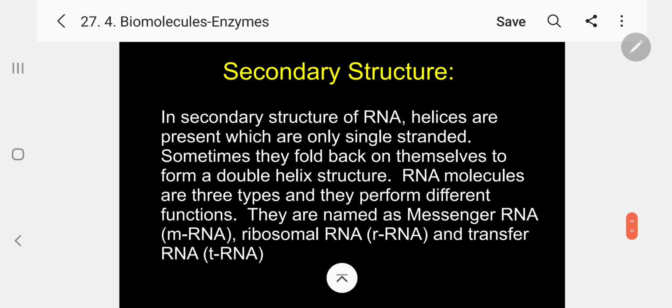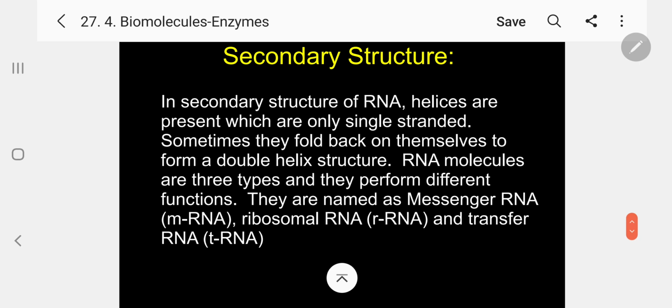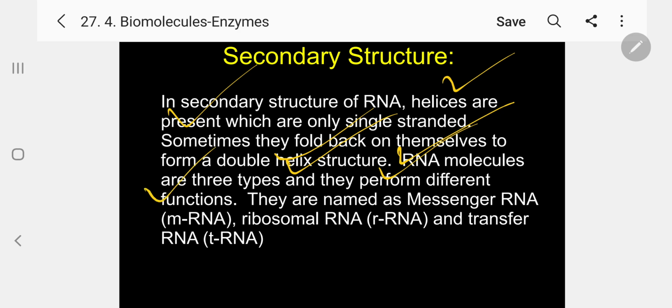Next. In the secondary structure of RNA, helices are present which are only single-stranded. Sometimes they fold back on themselves to form a double helix structure. RNA molecules are of 3 types and they perform 3 different functions. Please follow. Very, very important.